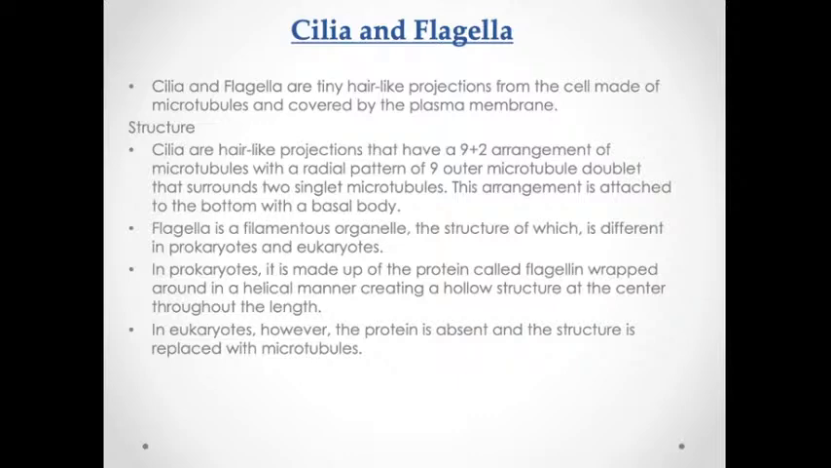Flagellum is a filamentous organelle, the structure of which is different in prokaryotes and eukaryotes. In prokaryotes, it is made up of a protein called flagellin, wrapped in a helical manner, creating a hollow structure at the center throughout the length. In eukaryotes, however, the protein is absent and the structure is replaced with microtubules.